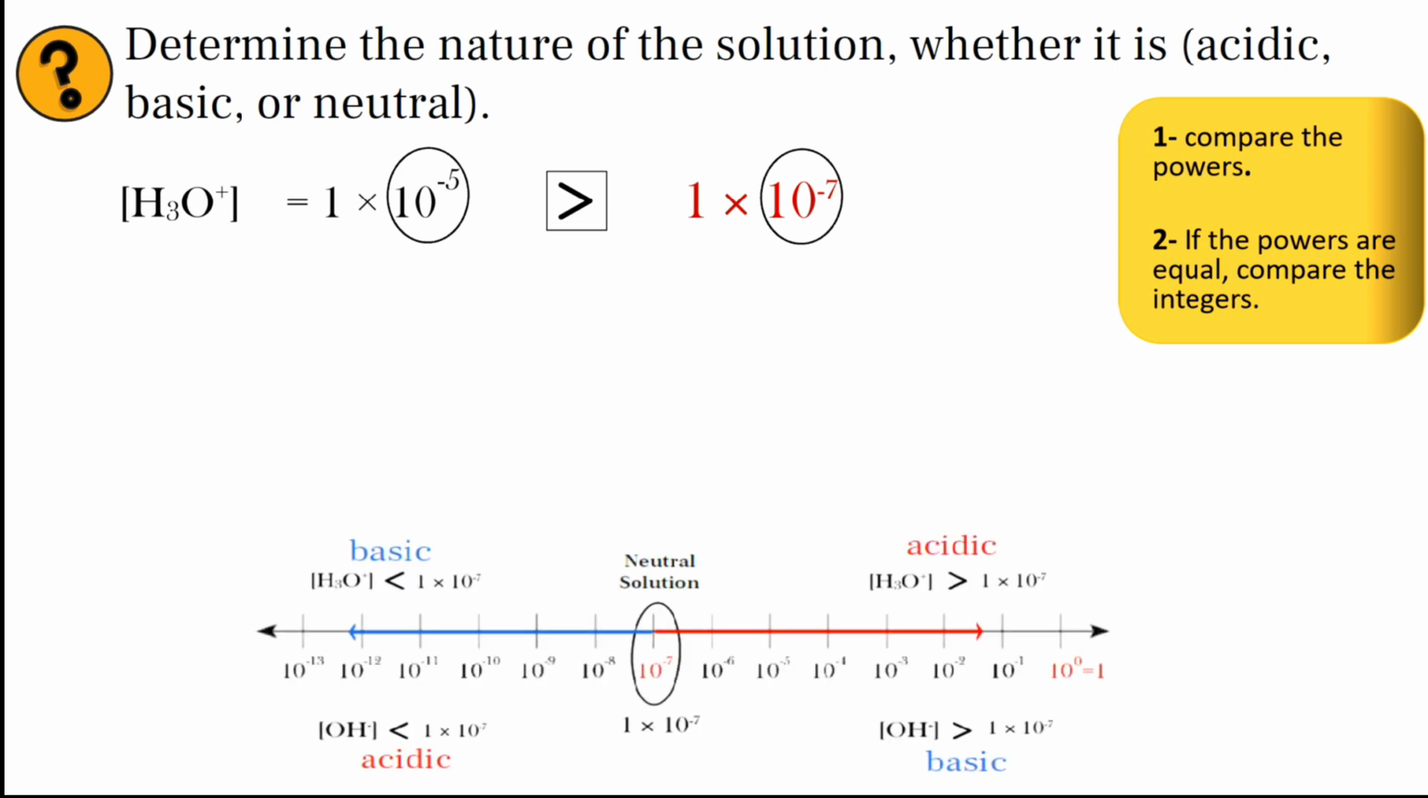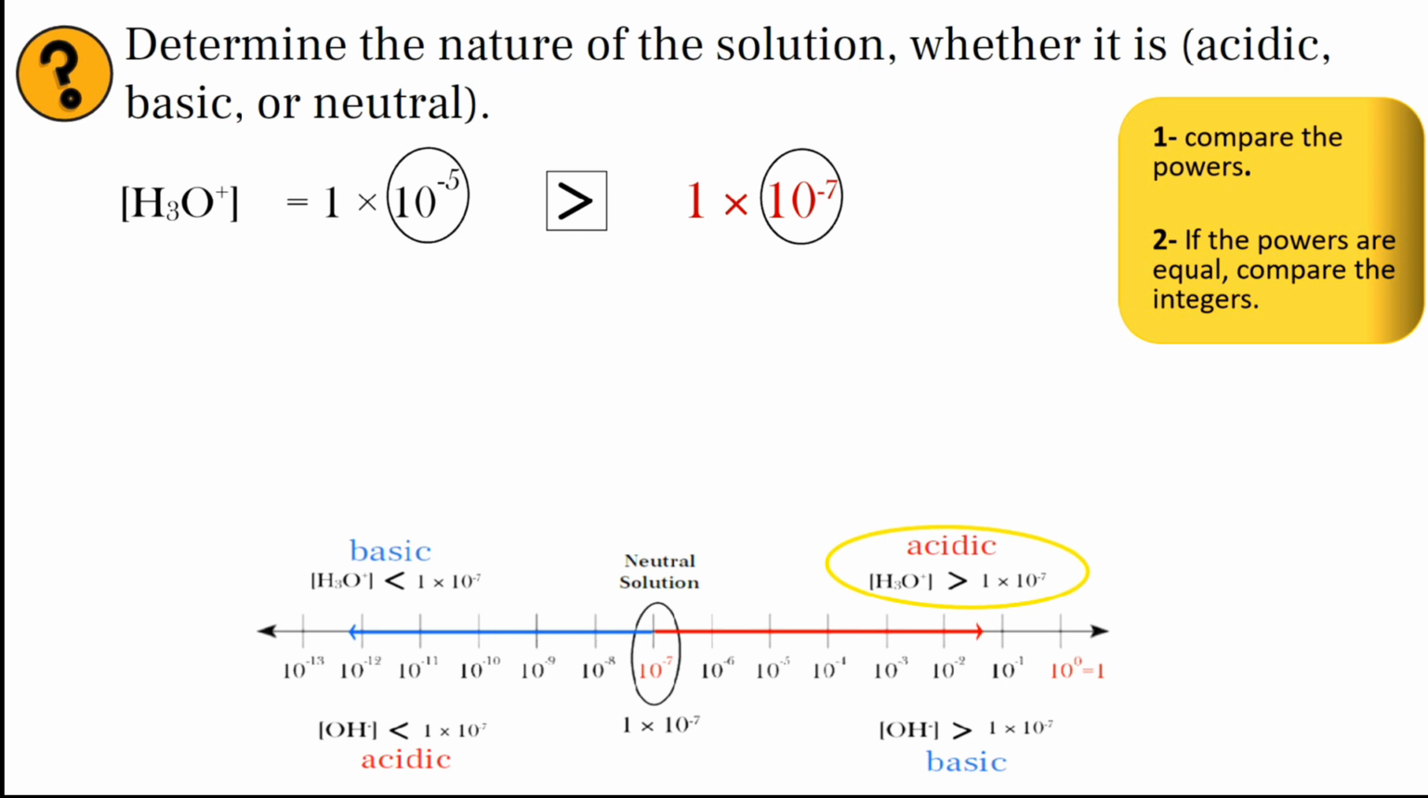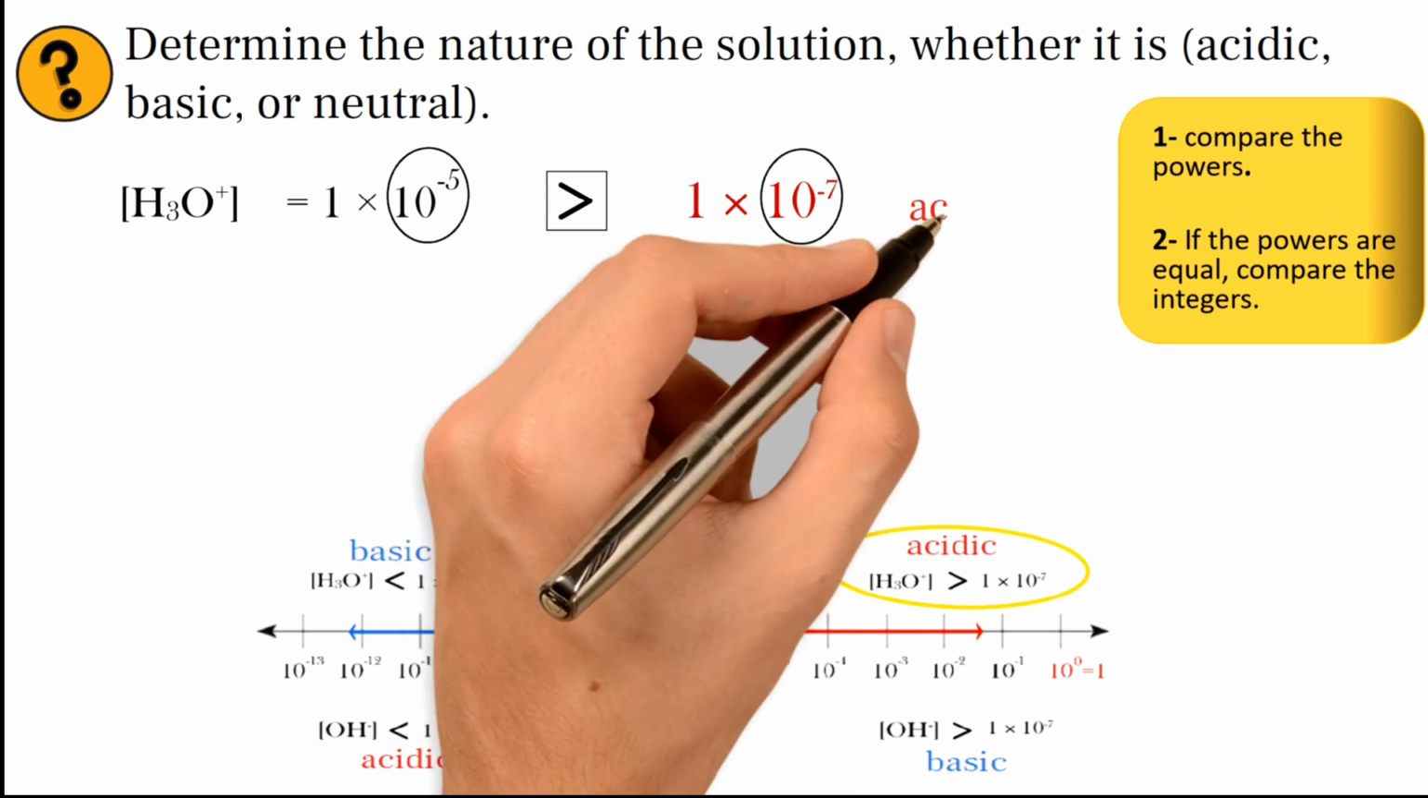Referring to the line of numbers, we note that the concentration of H3O+ is in this region, so this solution is acidic.